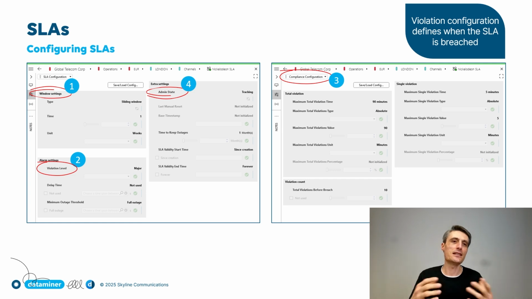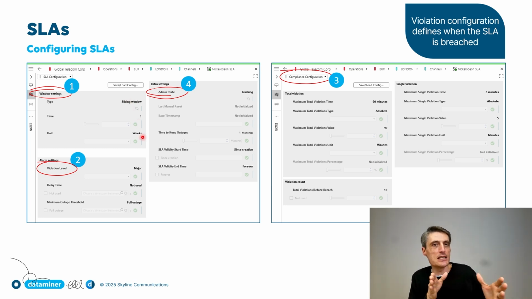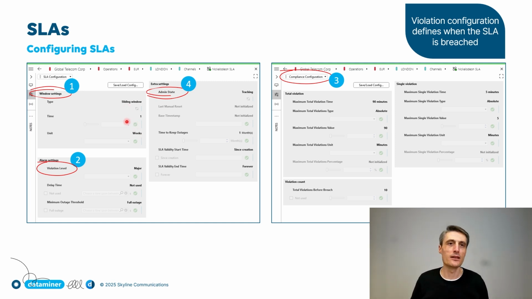Typically, the window setting will be 1 month. That's the most typical for an SLA. You could say you specify a fixed window of 1 month. You could also have a sliding window where it keeps track of the last 30 days, for instance. Or the last week in this case. We will take a shorter window for our example.